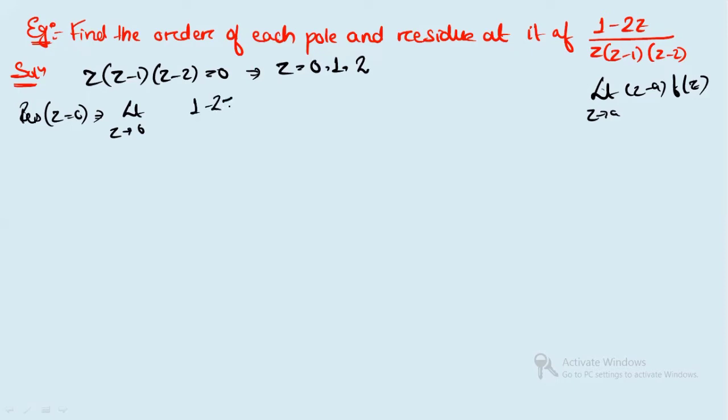So it is (1 - 2z) / (z(z - 1)(z - 2)). And you will have z minus 0 here. Z minus 0 means it's z. So this z and this z will get cancelled. So finally what you will have here, this is 0.